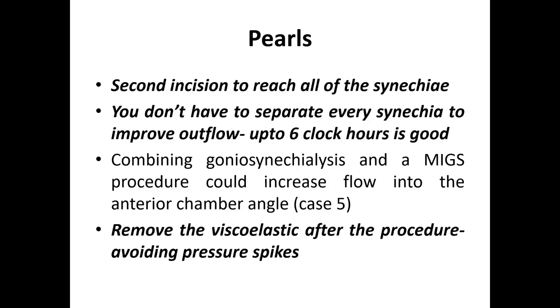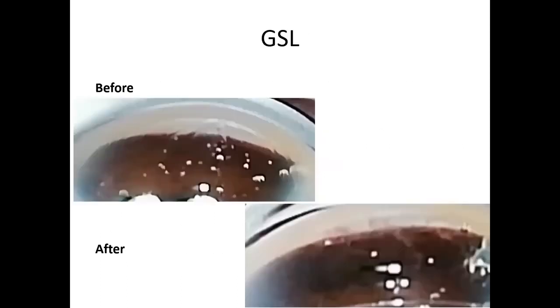Again, second incision, some people do it, I don't do it. But it's entirely up to you. There's no harm in doing a second incision if you want to do more. Again, GSL combined with MIGS, I've started doing that. Some people have a lot of reservations on this, but I feel that if you're confident enough in opening the angle significantly, then you can do MIGS after the GSL as well. I will highlight this in my case in future slides. Also remove viscoelastic, which I think we all do after cataract surgery anyway, to avoid any spikes.